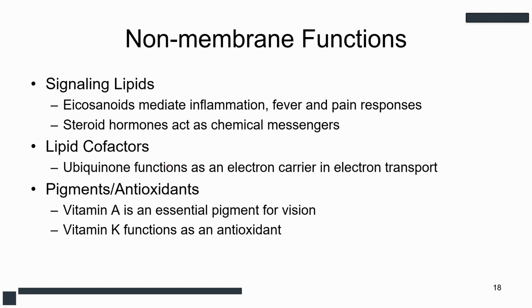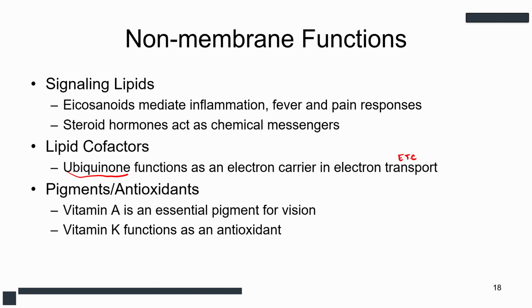There are signaling lipids. For example, eicosanoids mediate inflammation and they give fever and pain responses, or they initiate that. Steroid hormones act as chemical messengers. There are also lipid cofactors, like ubiquinone. This functions as an electron carrier in the electron transport chain, or ETC.